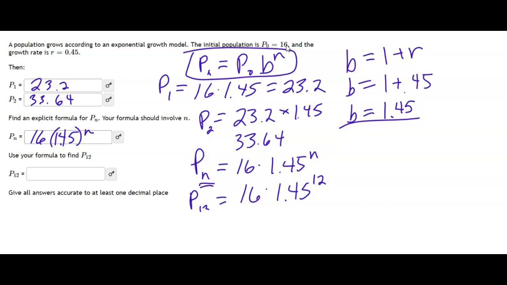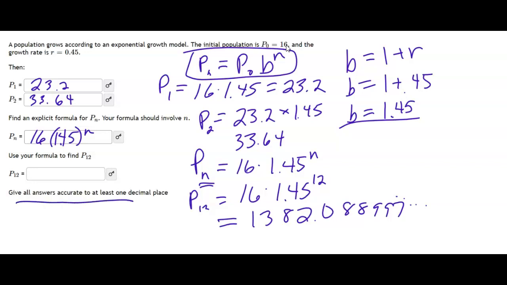And so that's 16 times 1.45 to the 12th power, which is 1,382.0 and a lot of digits out here. I don't know what happens after that, but it says give answers accurate to one decimal place. So I'm just going to go 1382.1.